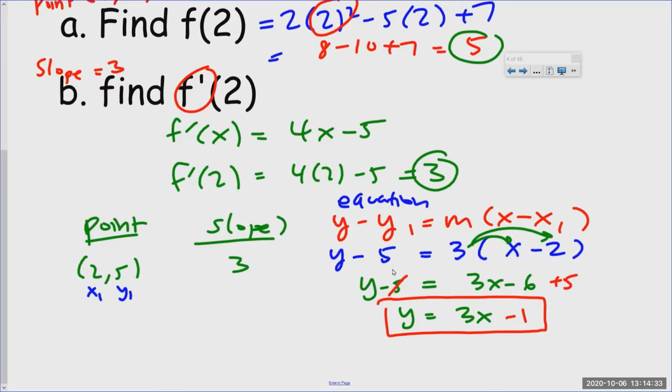What two things do you need? A point and a slope. And that's what you need to write an equation of a tangent line. So this is your answer for the equation of the tangent line in your example. Let's do the second example on the front page.